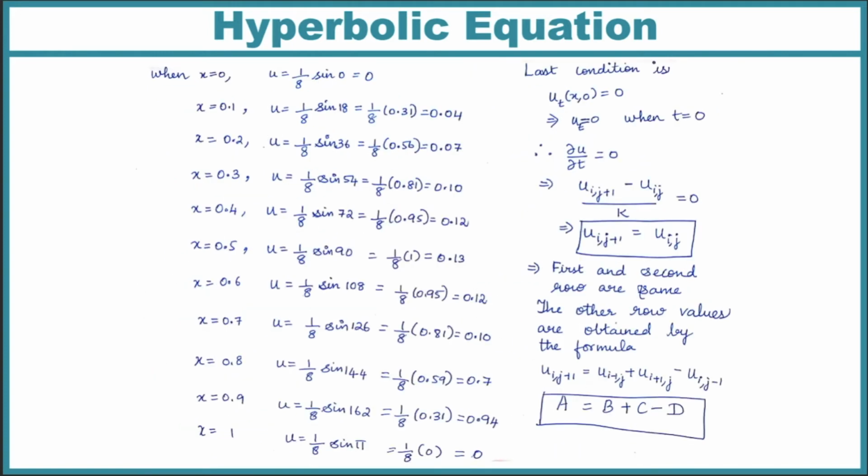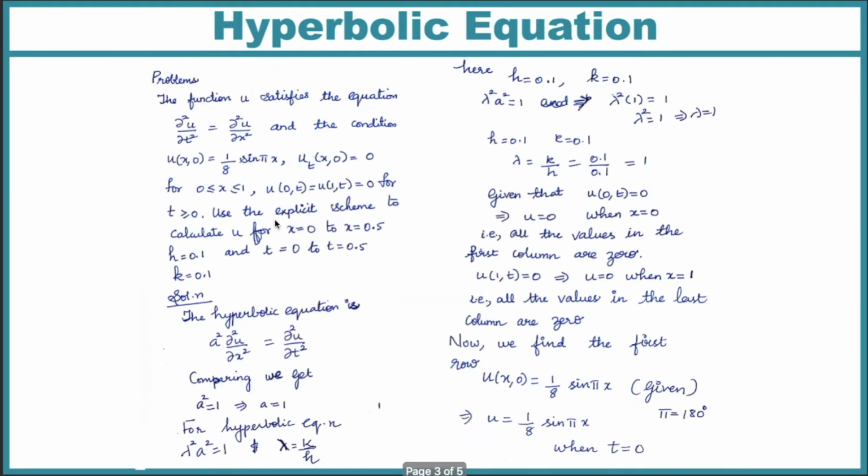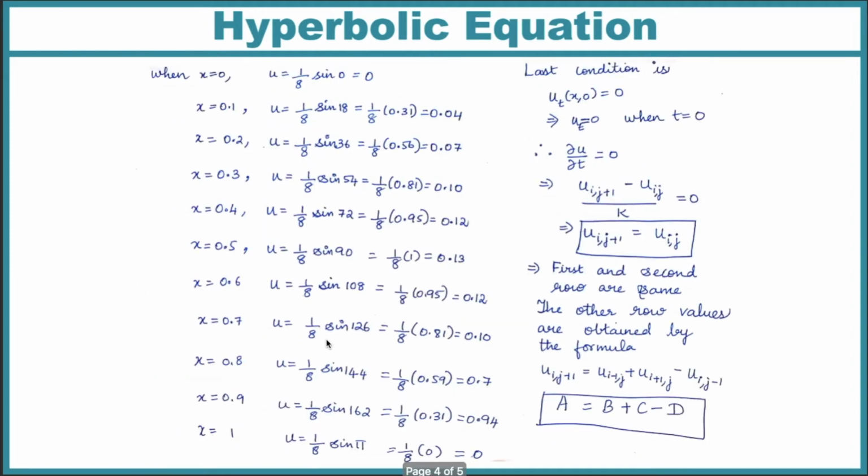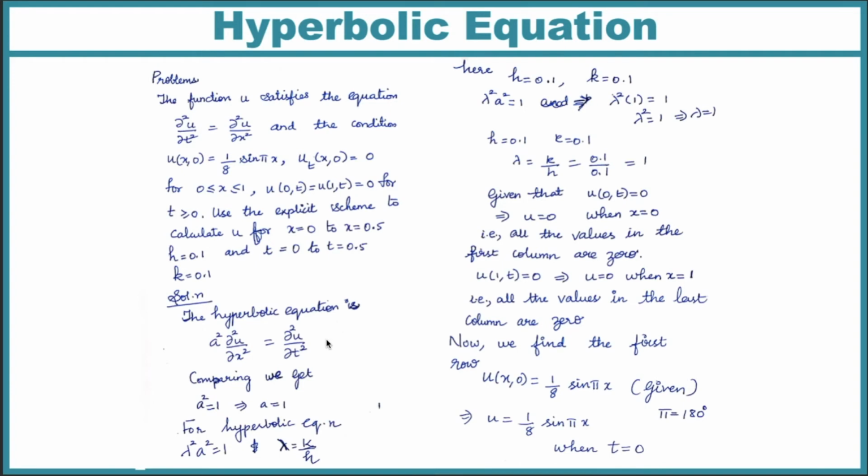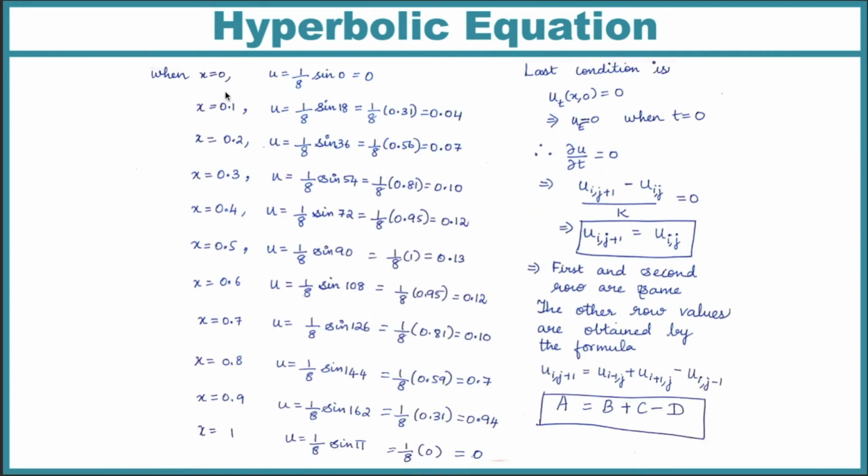Okay, we start here. We take x is equal to 0, 0.1, 0.2, 0.3, 0.4, 0.5, 0.6, 0.7, 0.8, 0.9 and 1. When x is equal to 0, u is equal to 1 by 8 sin pi x, so pi into 0 is 0. Next, 1 by 8 sin 18, that is 0.31. Next is 0.2, then it becomes 36, that is 1 by 8 into 0.56, so that is equal to 0.07.